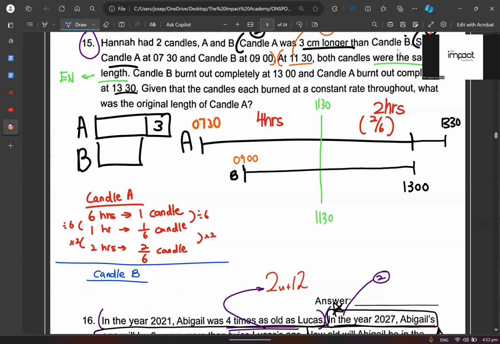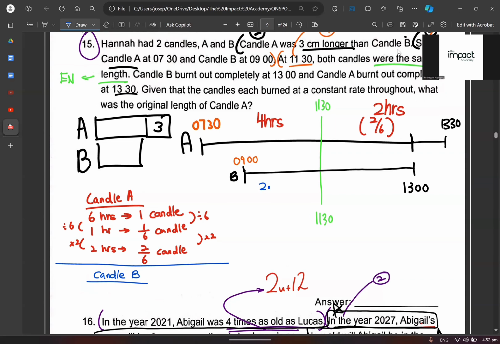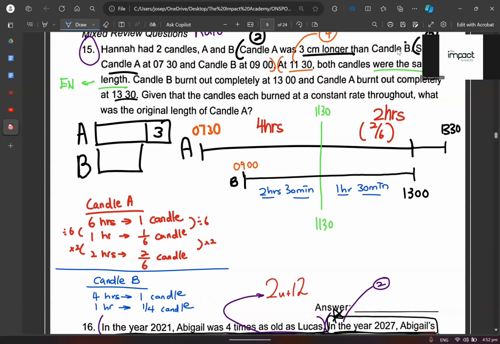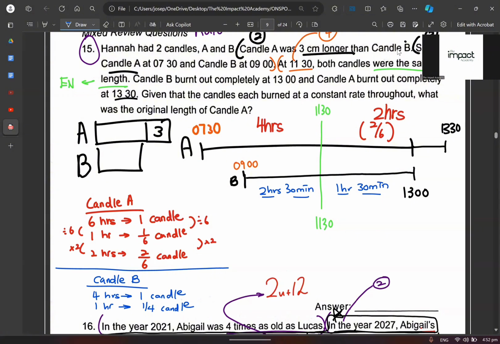Okay, it went from 9 to 11:30. 9 to 11:30, that is what? 9, 10, 11. So that is what? 2 hours, 30 minutes. Agree or disagree? 11:30 to 1, that is what? 1 hour, 30 minutes. So in total, right? 2 hours, 1 hour, 3 hours, 30 minutes is another hour. So in 4 hours' time, it will basically burn 1 candle B. So in 1 hour's time, it will basically burn 1/4 of the candle. Make sense or don't make sense?